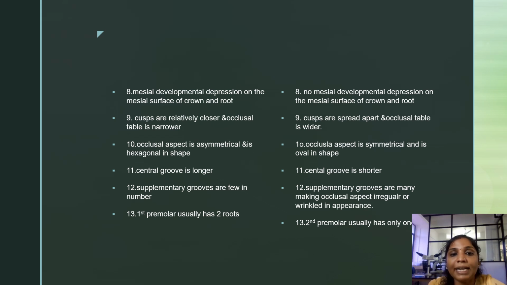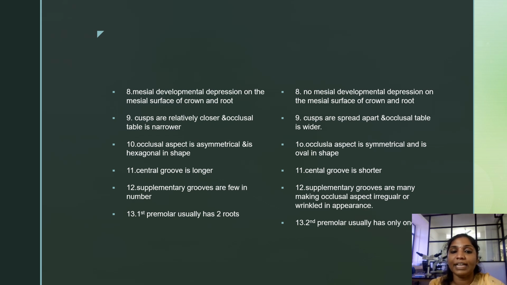There is a mesial developmental depression on the mesial surface of the crown and root seen in the maxillary first premolar, whereas no such depression is seen on the mesial surface in the maxillary second premolar. The cusps are relatively closer and the occlusal table is narrower in the maxillary first premolar, whereas the cusps are spread apart and the occlusal table is wider in the maxillary second premolar. The occlusal aspect is asymmetrical and hexagonal in shape in the maxillary first premolar, whereas in the maxillary second premolar, it is symmetrical and oval in shape.